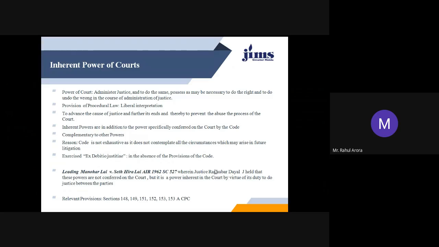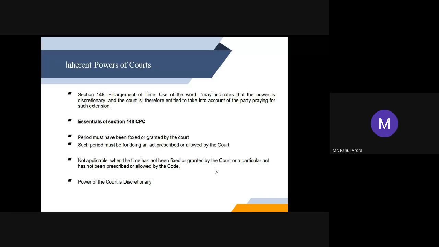Before I move further, I would like to explain these provisions to you. The first provision is Section 148. Section 148 provides that where any period is fixed or granted by the court for doing of any act, the court has the power to enlarge the said period even if the original period has expired.